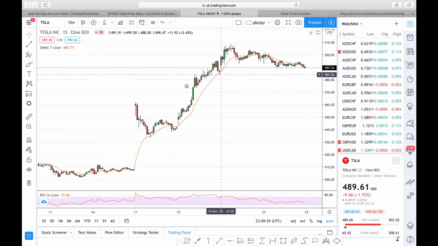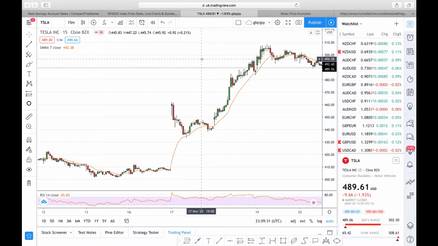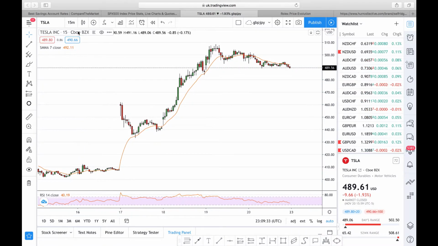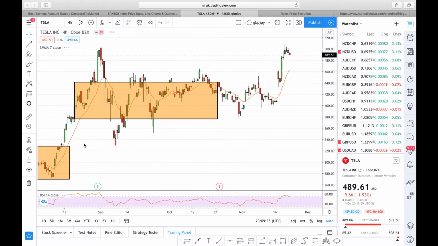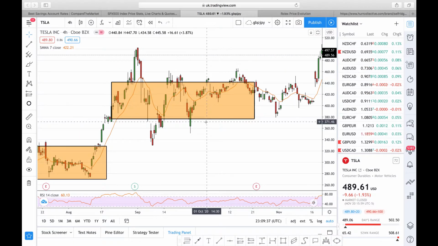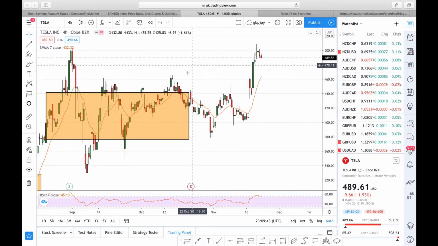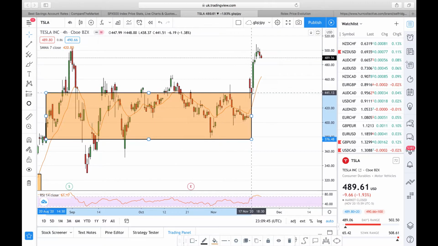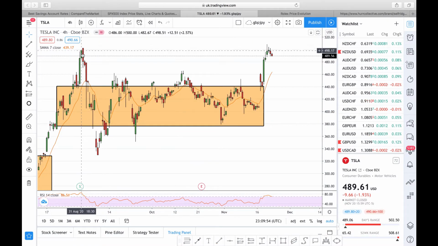So the Tesla, which is one of our favorites here, as you can see, it has gradually grown, it's gradually gone up. Here we have a box of consolidation starting at 375 and the top of it being 443, which it currently just broke out of on 16th of November. It broke out at 441 and it shot straight up to the last resistance and the last high at 500.